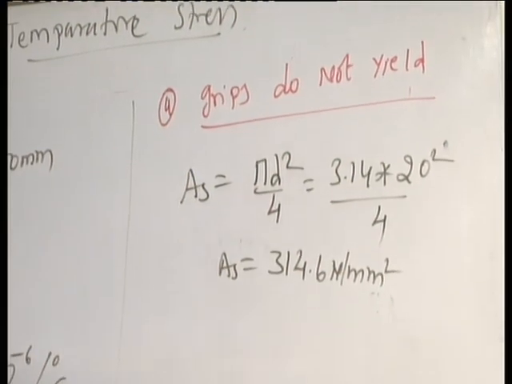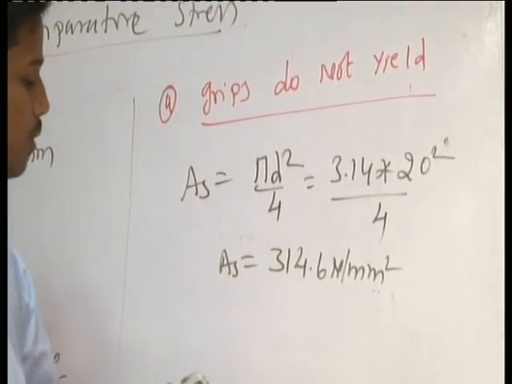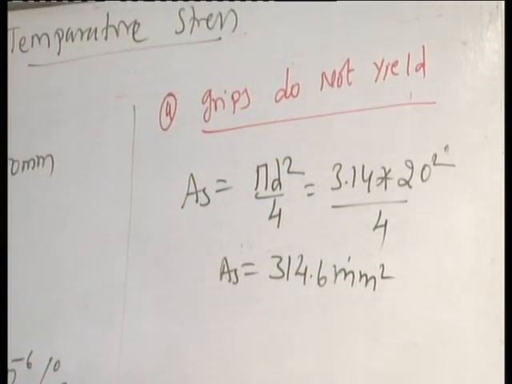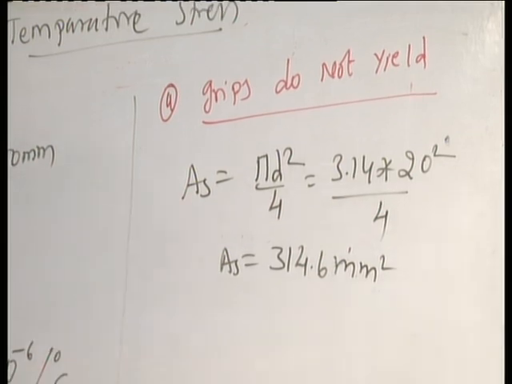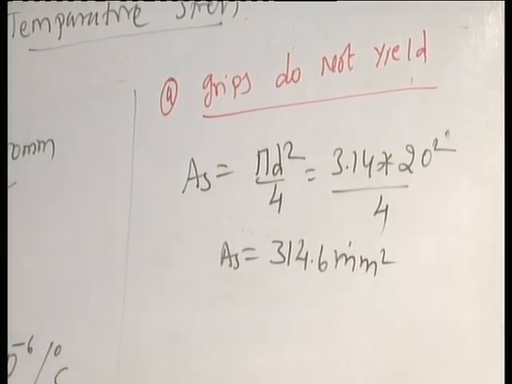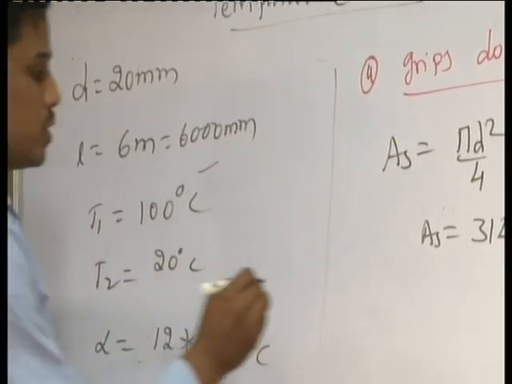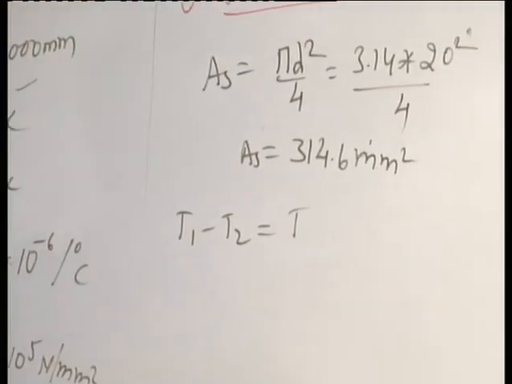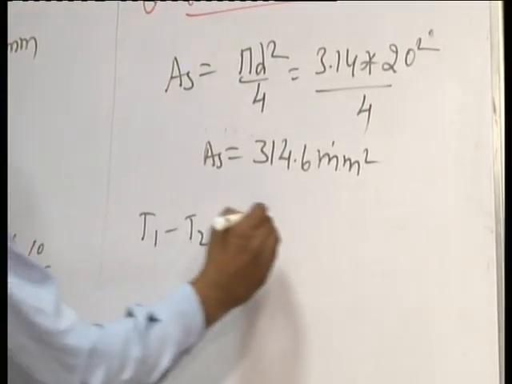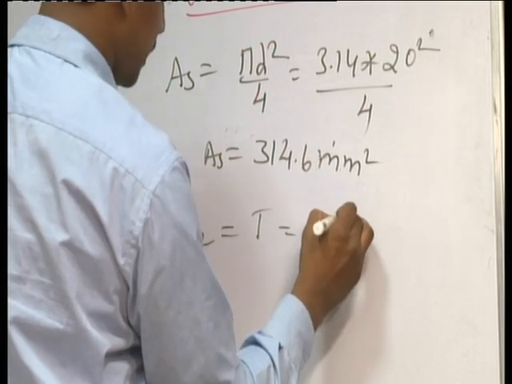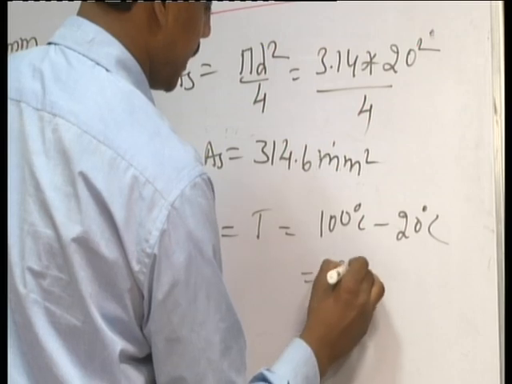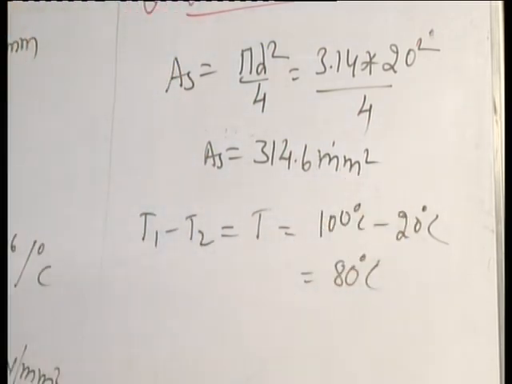Next, we have to find out the fall in temperature, because initially the temperature is 100 degrees Celsius, and it falls to 20 degrees Celsius. So T1 minus T2 is the fall in temperature, and we call it T. T is equal to 100 minus 20 degrees Celsius. So we will get T as 80 degree Celsius. This is the difference in temperature.